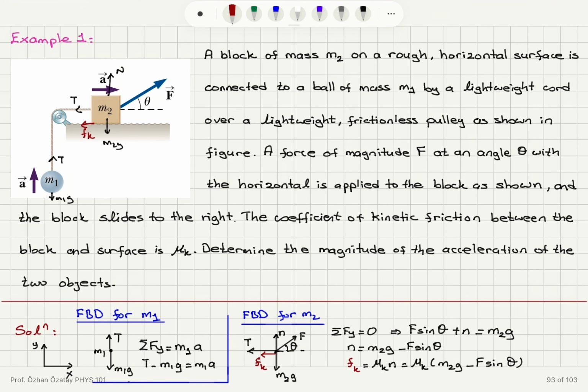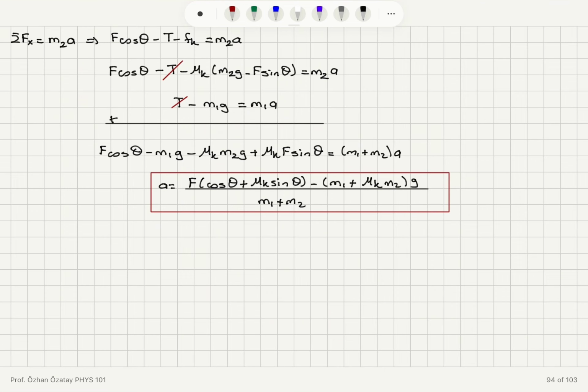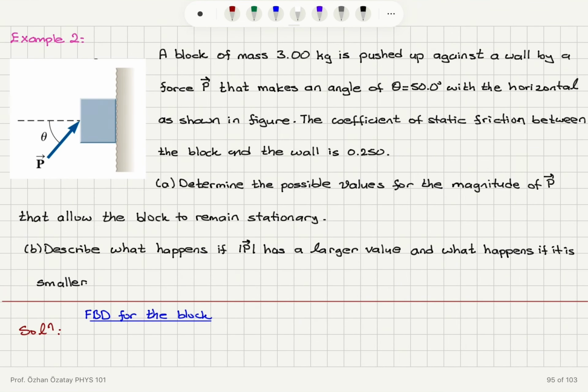Now let's take a look at another example. A block of mass 3 kilograms is pushed up against the wall by a force P. So this block is touching this wall. It's pushed by a force P, making an angle theta of 50 degrees with the horizontal as shown in the figure. The coefficient of static friction between the block and the wall is 0.250. Determine the possible values for the magnitude of P that allow the block to remain stationary.